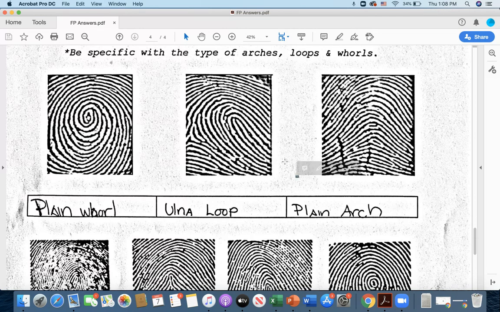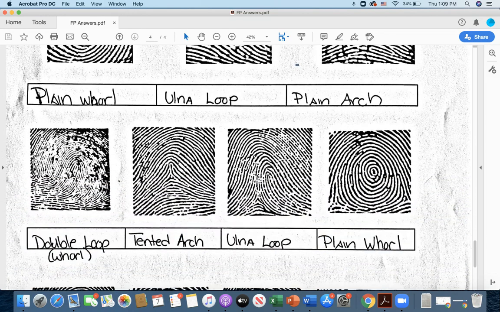Now, since this print was made by a right hand, I want you to take your right hands and put it up to the screen, your phone, your laptop, your computer, whatever. And you can see that since the bottom of that loop opens up towards the right side of your hand, doesn't matter which finger made the print, that's your little finger. That's where the ulna bone is. So that's going to be an ulna loop because it opens up towards the little finger.